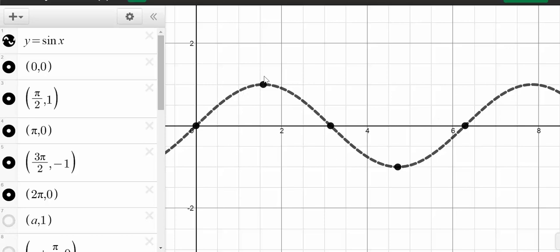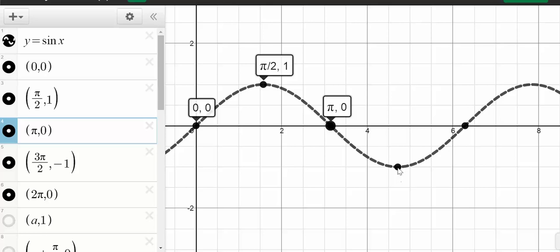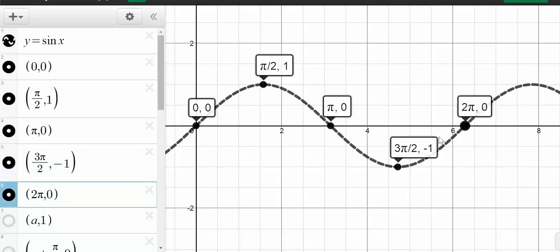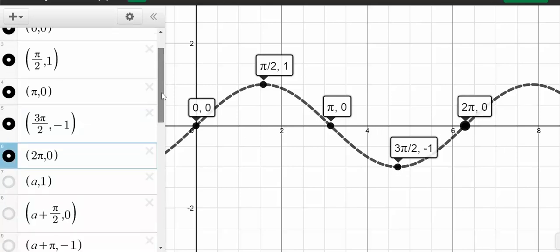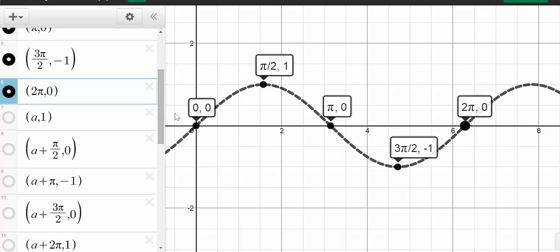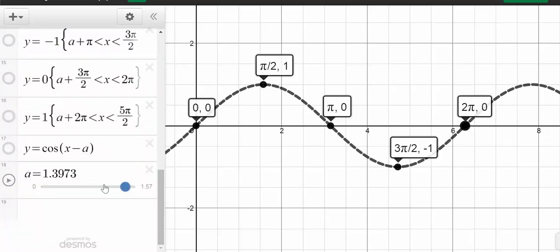Sine x, right? And what are the 5 dots that we use to sketch the sine curve? 0, 0, pi over 2, 1, pi, 0, 3 pi over 2, negative 1, and then lastly what? 2 pi, 0. Okay, good, great. Now here's what I'm going to do. I'm going to put on the graph the points that we used for the cosine curve.